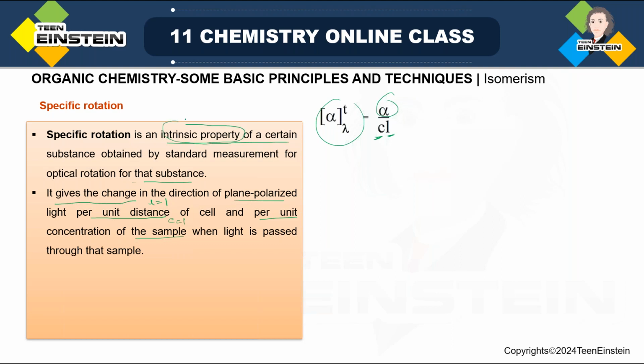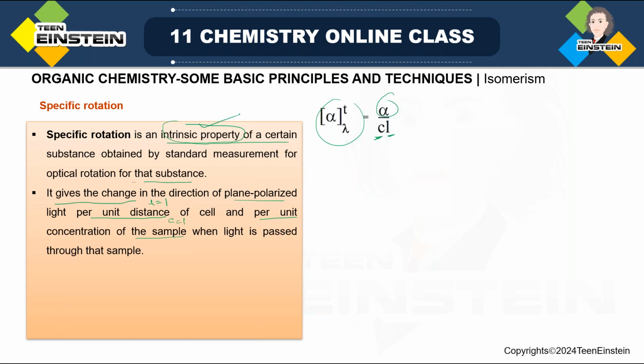Intrinsic property means, suppose we talk about the physical property of any particular compound or molecule. For example, we talk about the melting point of a molecule. There is some data, right, that you find in some books or notes: the melting point of this molecule, boiling point of this molecule, density of this molecule. It cannot be changed. These values are always fixed. That means they are intrinsic properties. So just like melting point, boiling point, and density, specific rotation is also an intrinsic property of a particular compound.